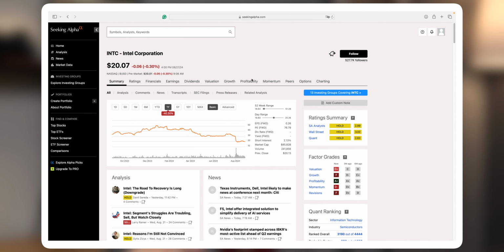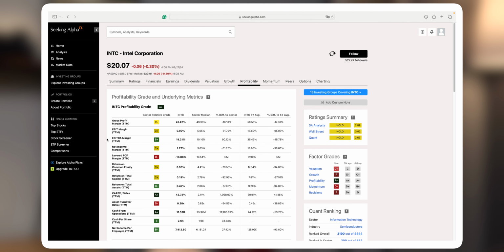But we can go a step further. We can also choose Intel and click on profitability, and here we see that its current net income margin is very low. But we also see its 5-year average margin, which is much higher, and we can compare it to the sector median, all in one place. So that is such a time saver, it's incredible. And in case of Intel, we see straight away that the trend when it comes to margins is very bad.